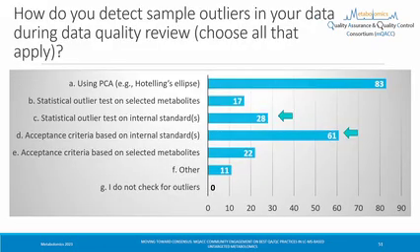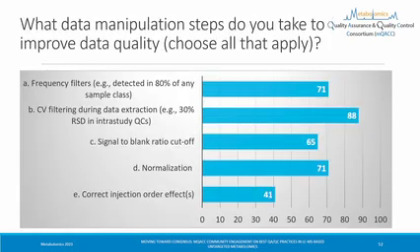Then we wanted to see what was the most frequent way to detect outliers. And you can see here, Hotelling's ellipse was the most predominant, followed by the acceptance criteria based on standards or statistical outlier test, again, usually based on internal standards. And then for the last part of the forum, we also wanted to see what kind of data processing or data manipulation strategies were being used to ensure only good data quality was being used for further biological interpretation.